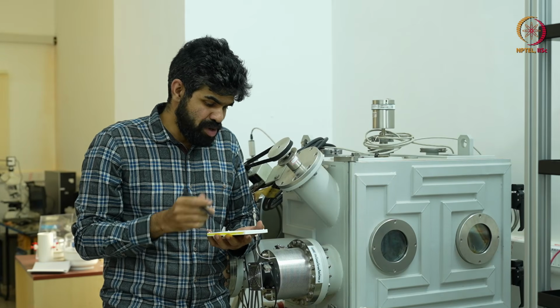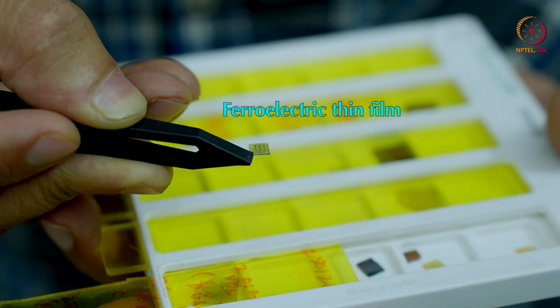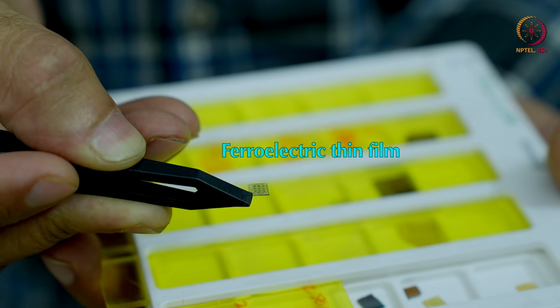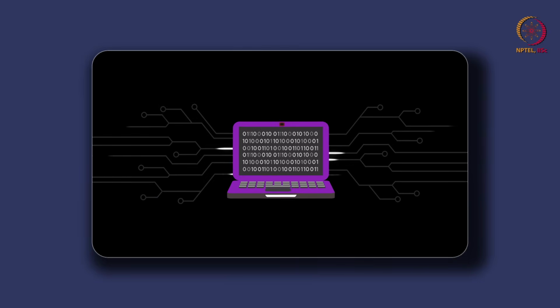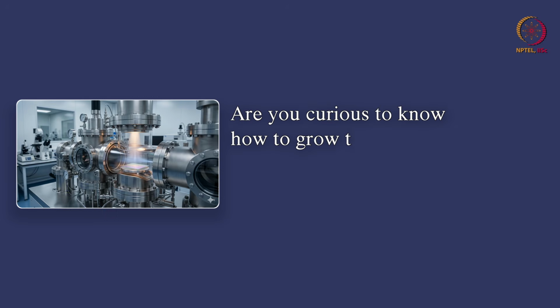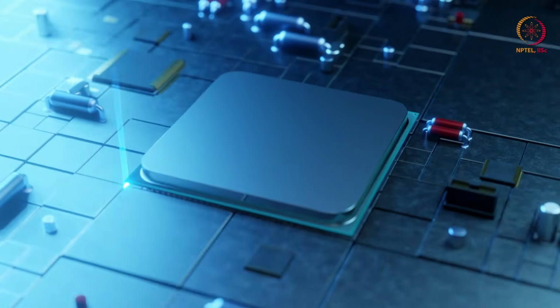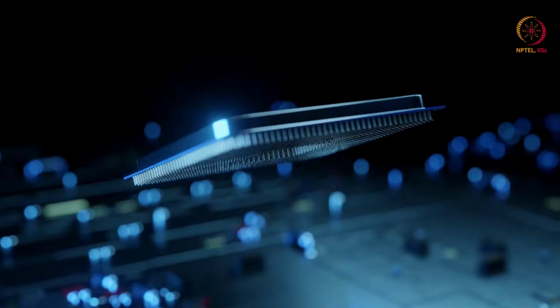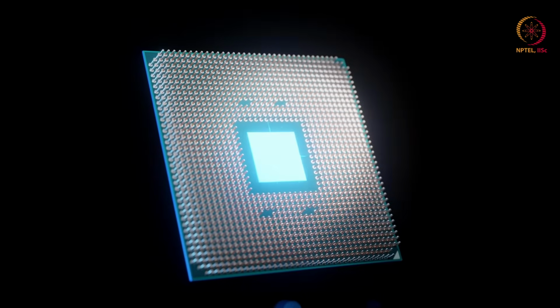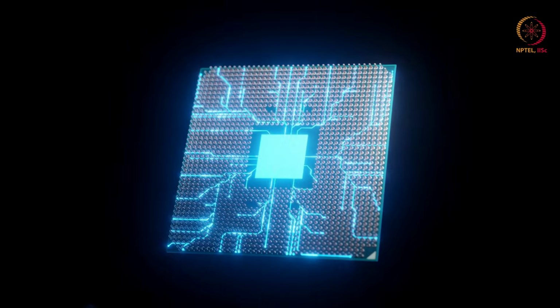Another material that I'm holding here, again another thin film called a ferroelectric thin film, is grown on another substrate. This can store information as ones and zeros and can be used in your computer memory. Are you curious to know how to grow and synthesize these materials with atomic precision so that they go inside your computers or inside newer kinds of electronic device architectures? If that's the case, this course is for you.